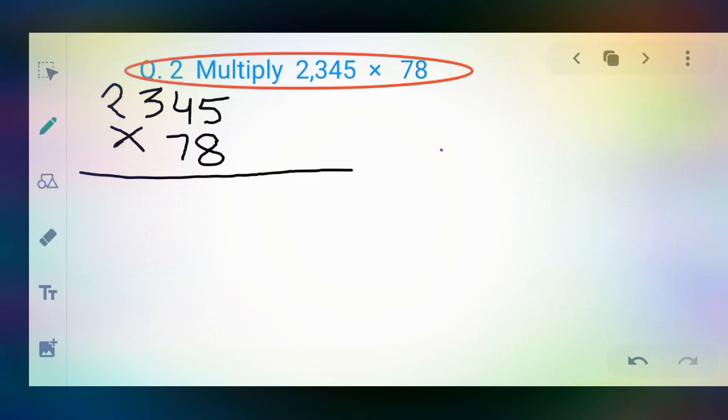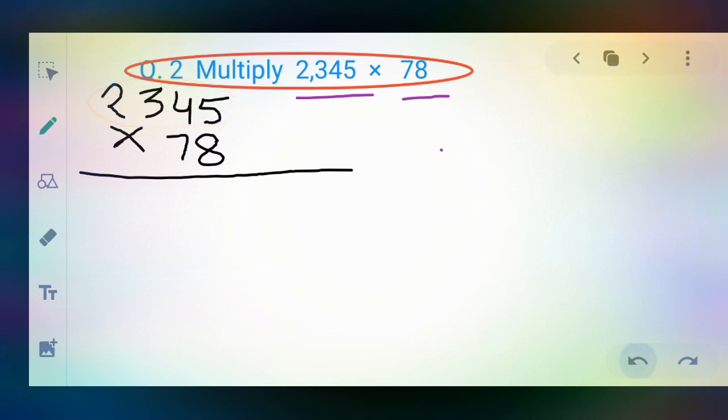Now, dear student, the next question is to multiply a large number, that is 2345, by a 2 digit number, that is 78. So dear student, here I want to multiply this large number by this 2 digit number. So how can we multiply this number? Now let's start.